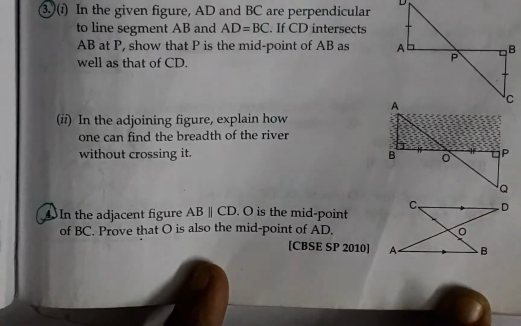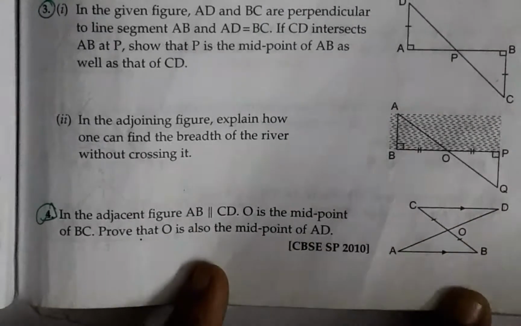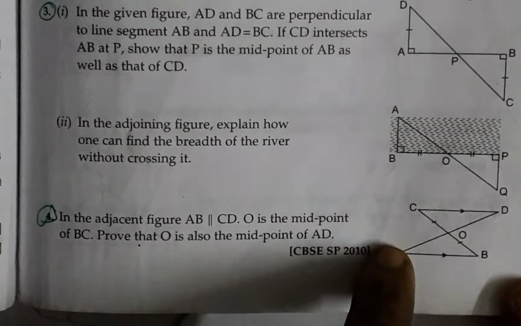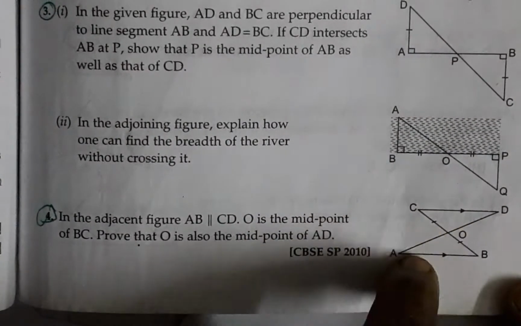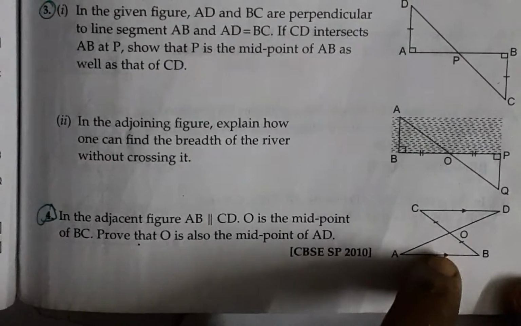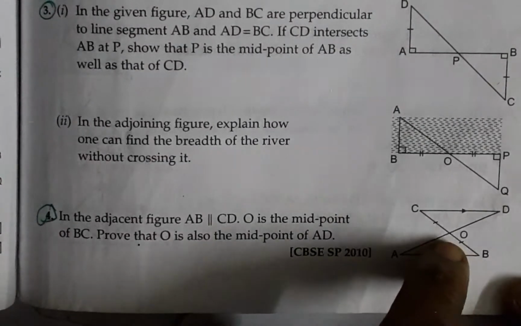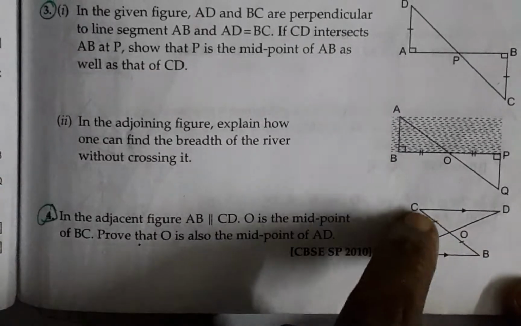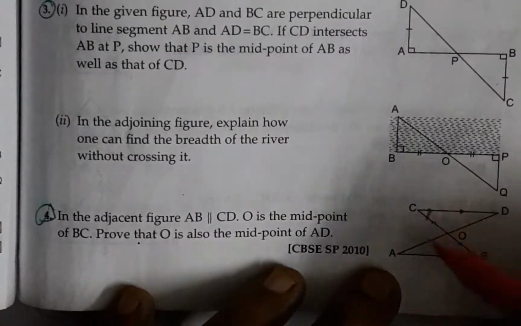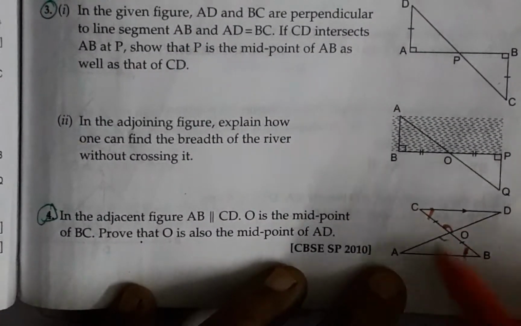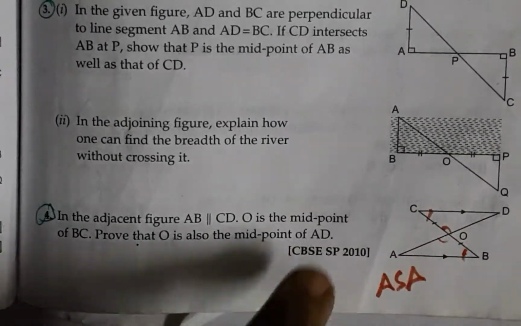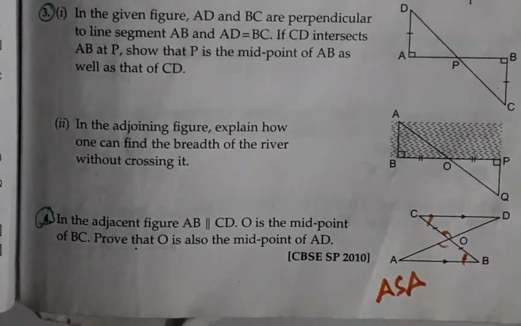Similarly OC is equal to OB, and therefore that is the midpoint for BC also. Hence, if these two sides are equal, it is by CPCT. Here the congruency is: this is one angle, this is side, and this is the other angle. Alternate interior angles, vertically opposite angles, and the included side. Therefore, it is ASA congruency between these two triangles.